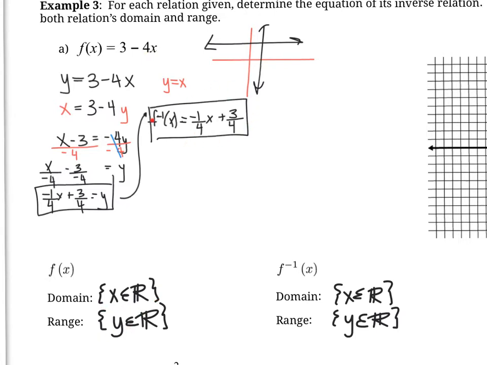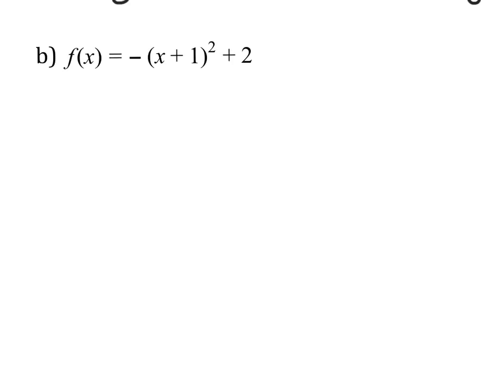And here is our inverse function. It's going to have a slope of -1/4 and a y-intercept of 0.75, and it will also have a domain and range of all numbers. Let's try one more example.